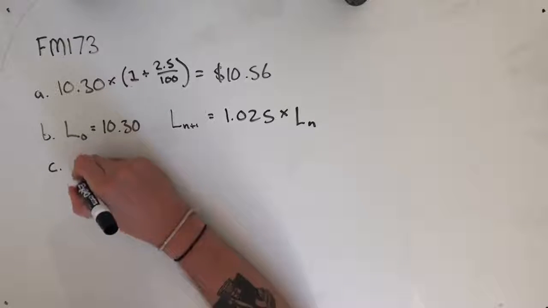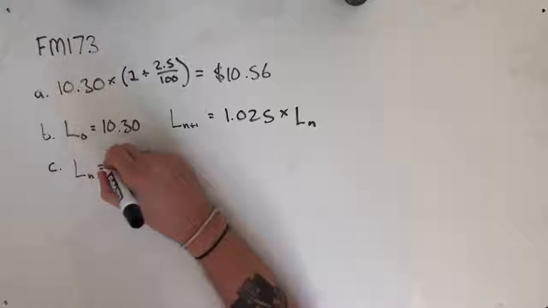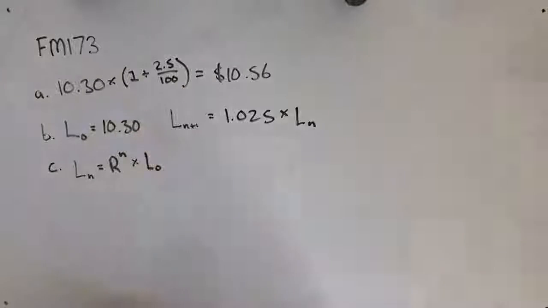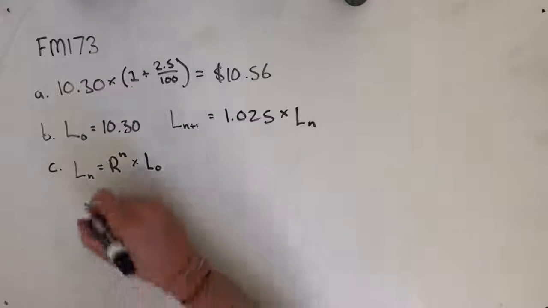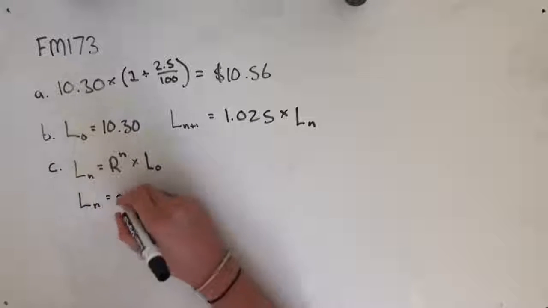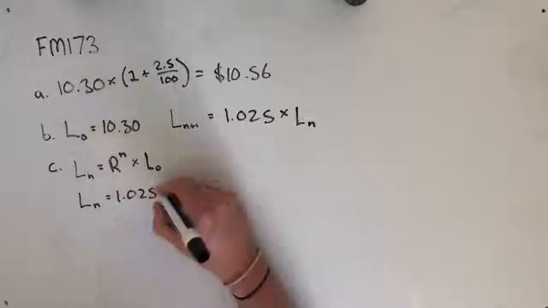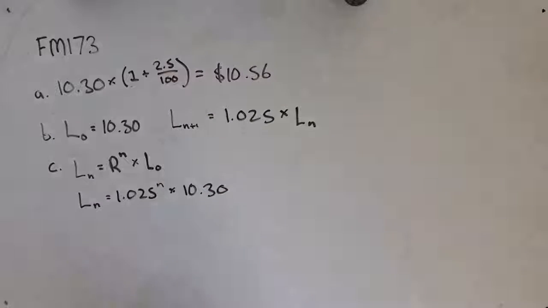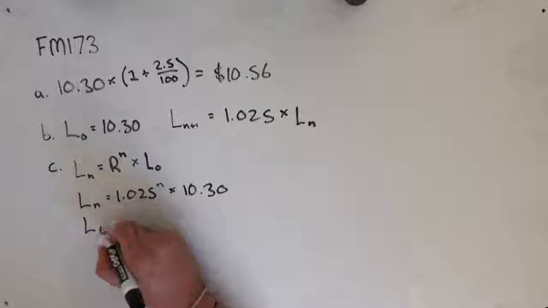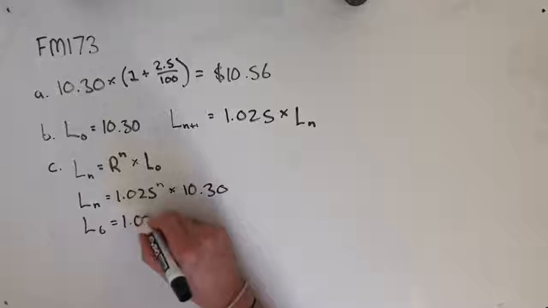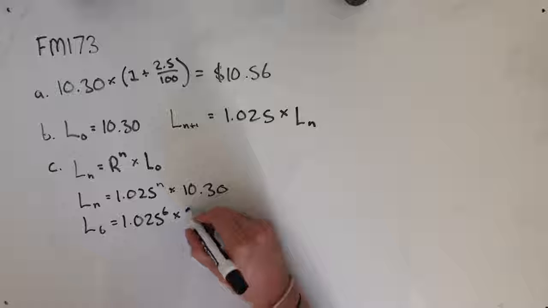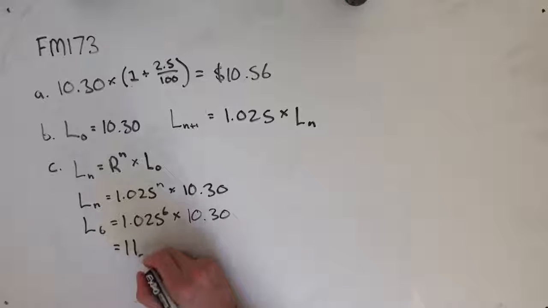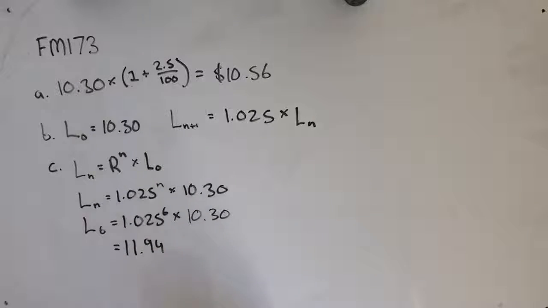So I'm going to use Ln equals R to the power of n times L0, our initial value. Substituting for R and L0, we end up with Ln equals 1.025, the same rate that we found before, to the power of n times $10.30, as that is our initial value. Substituting n for 6, we get L6 equals 1.025 to the power of 6 times $10.30. And this, if you plug that into a calculator, will spit out $11.94 if we're rounding.